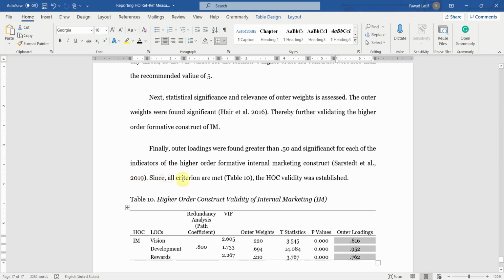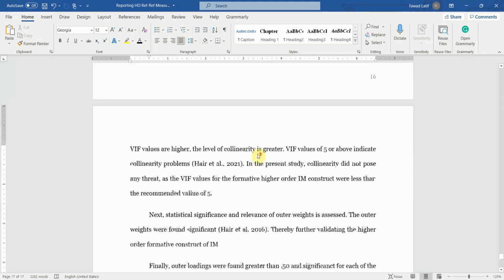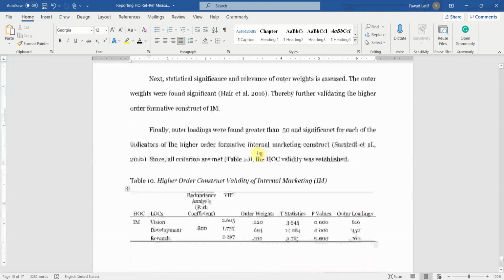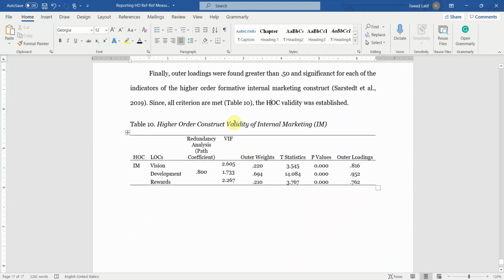Now, since we have seen that all the criteria to establish the validity for the higher order construct are met, we can say that yes, internal marketing is a valid higher order reflective formative construct. This is how you can report your higher order reflective formative construct using SmartPLS 4. I hope this session has helped you understand how to do the reporting. Thank you very much.